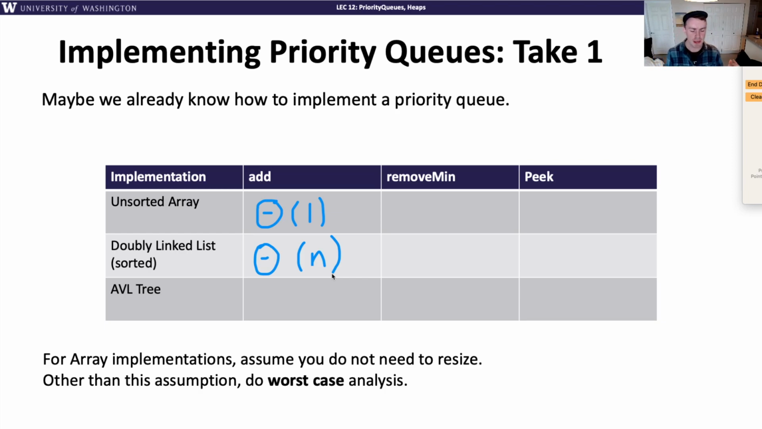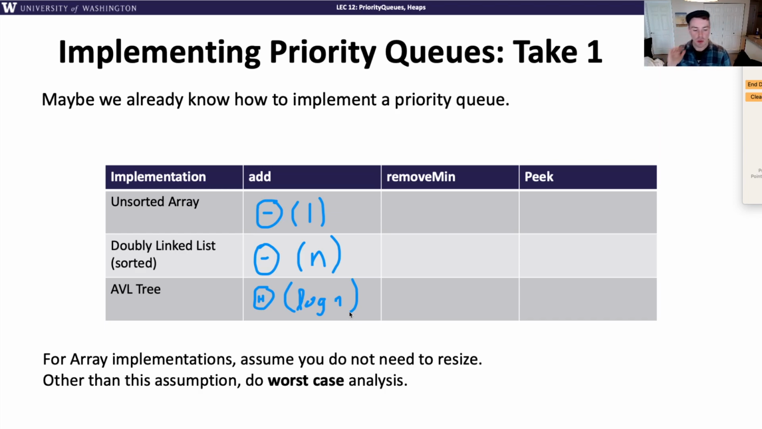What about the AVL tree? Well, if I'm going to add a value to the AVL tree, you might remember that AVL trees maintain this AVL invariant that leaves them roughly balanced, which ends up giving us this nice log n runtime. It's going to give us this nice log n runtime. Okay.